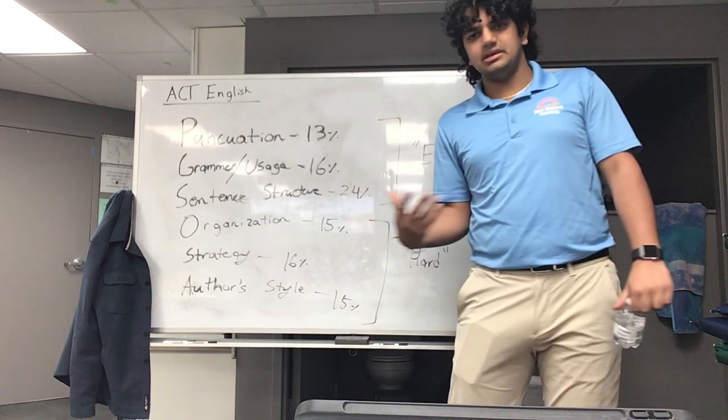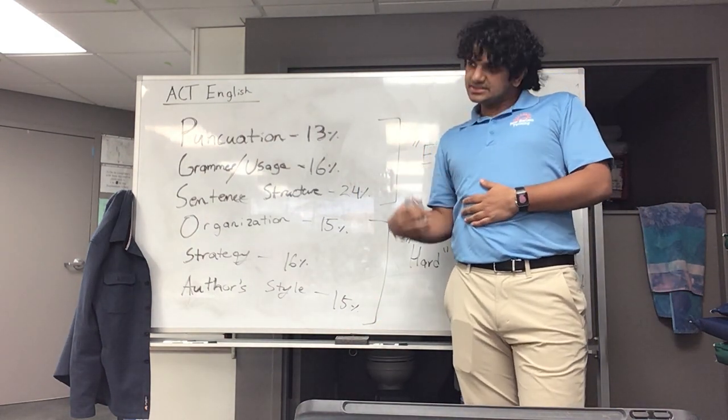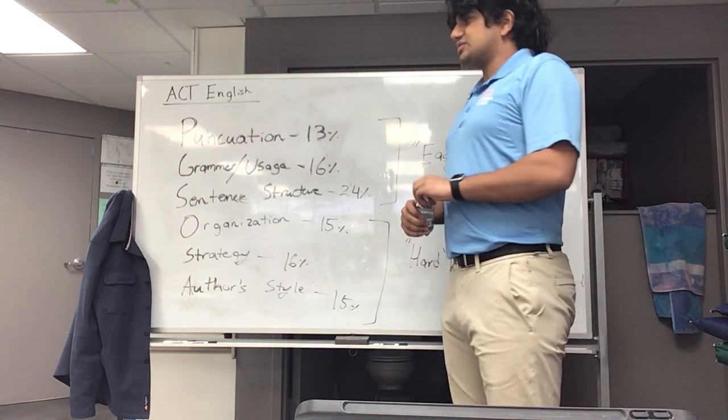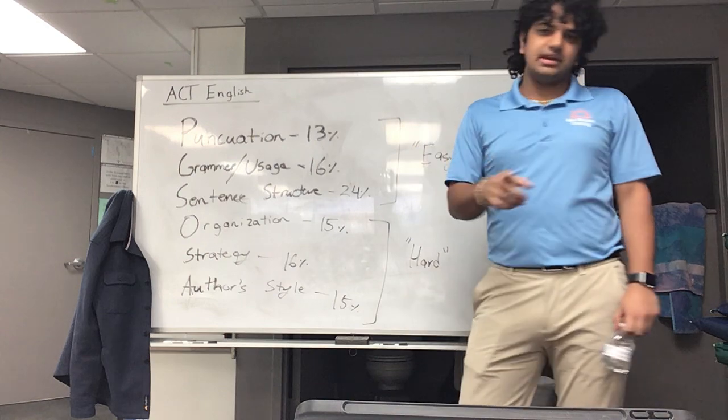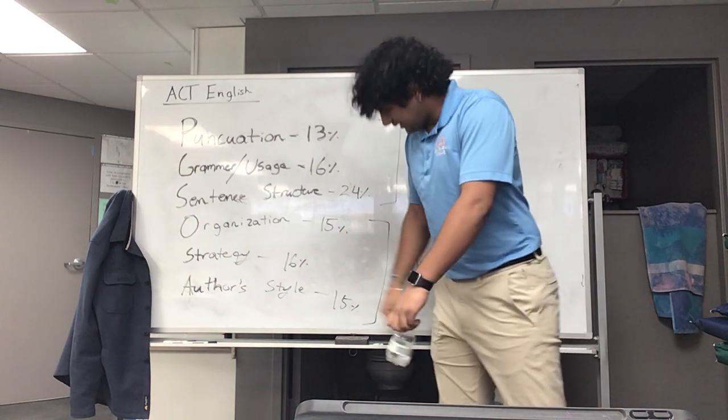Strategy is, in my opinion, the most confusing, because it's hard to tell what strategy means when you're talking about English. There are a lot of different things strategy could mean. So I'm going to leave that one up in the air because we will cover it a few lectures from now. And then lastly, author style.